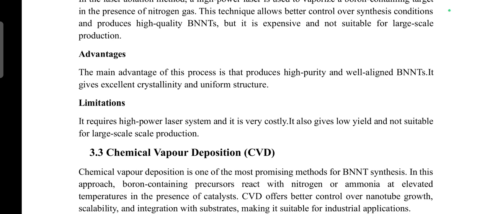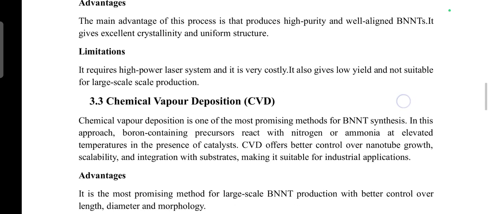It also gives low yield and is not suitable for large scale production. It gives a very low yield that is not suitable for large scale production. We can apply it only at lower scale, for small scale production.